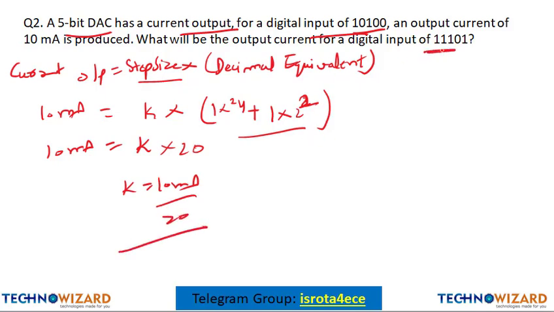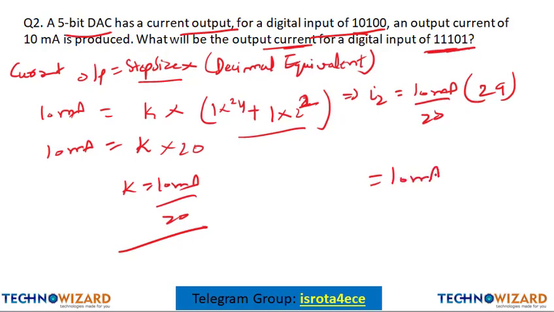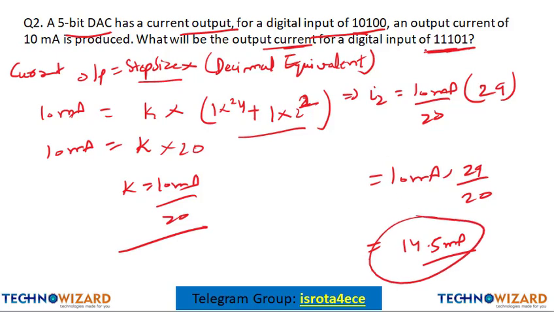Now for the second case, what will be the output current? We have to find the output current, that is I2. K is equal to 10 milliampere upon 20, and the decimal equivalent for this number will be 29. Therefore, 10 milliampere into 29 upon 20 will be equal to 14.5 milliampere as the answer. Therefore the current output for this digital input will be 14.5 milliampere.